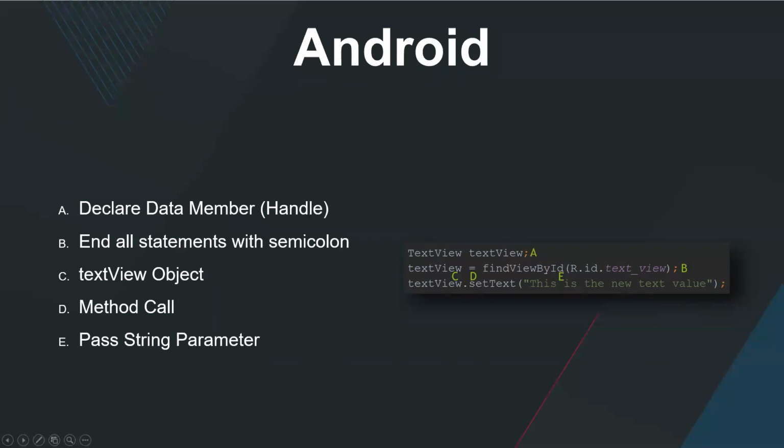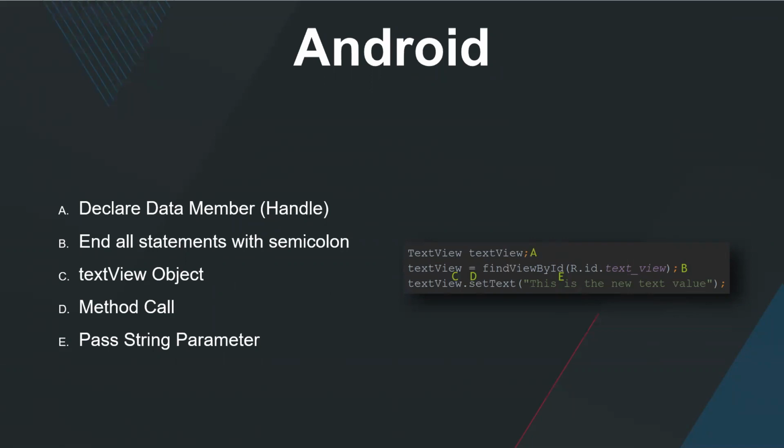So let's do that. Let's use textView, and then we're going to use the method call. We're going to call the setText method. We use that to manipulate the text on the screen. We're going to set the text, this is the new text value, in double quotes and the parentheses, and do the semicolon. And that's it. And that will update a string in the user interface.